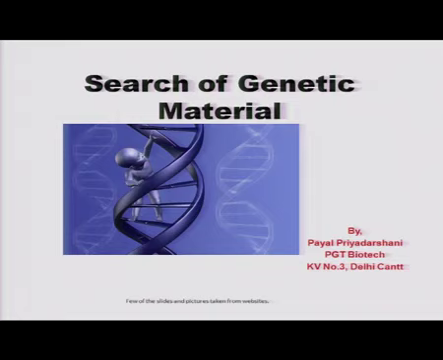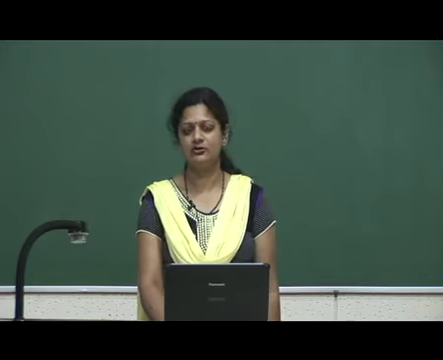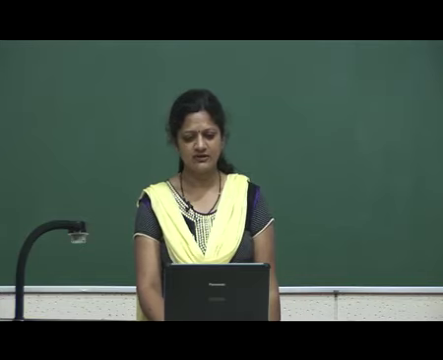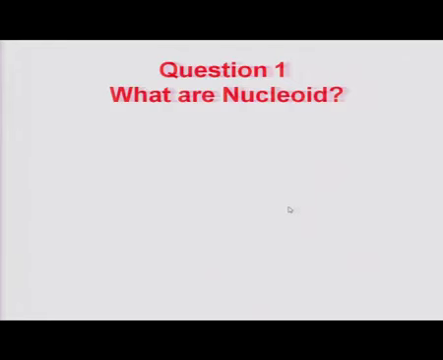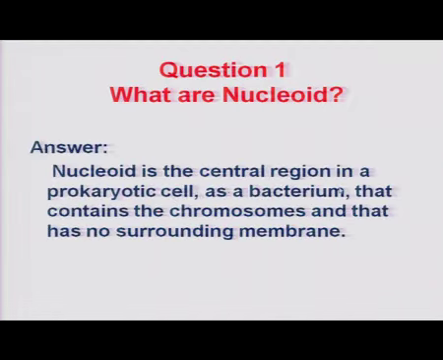Today I am here with my topic, search of genetic material. To start this topic, first of all, let us answer those questions which I asked you in my last session. My first question was, what are nucleoids? So now we know nucleoid is a central region in a prokaryotic cell like bacteria that contains the chromosome and has no surrounding membrane. So nucleoids are the chromosome of the bacteria and they do not have any membrane to enclose that genetic material.